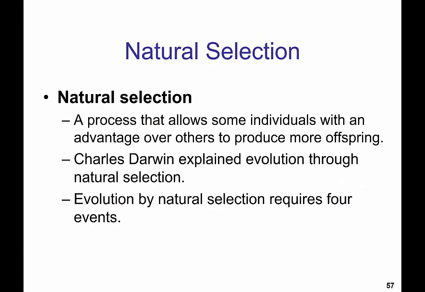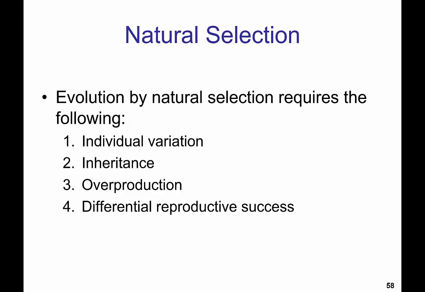Natural selection is the last agent of evolution we're going to look at. And as a review, this is a process that allows some individuals with an advantage over others to produce more offspring. That was differential reproductive success. Charles Darwin explained evolution through natural selection. Evolution by natural selection requires 4 events.